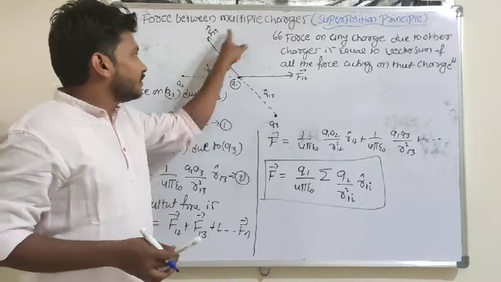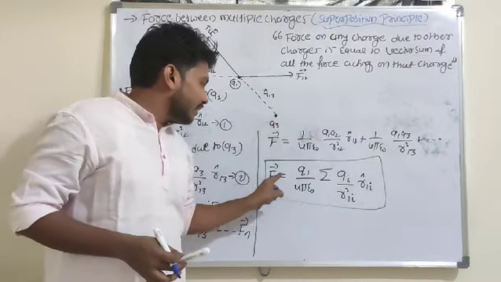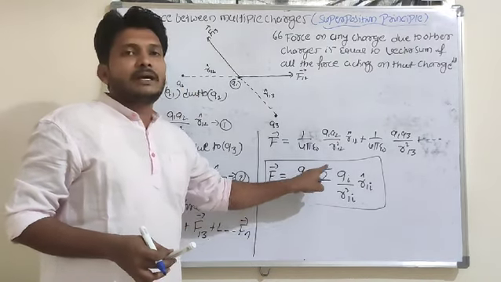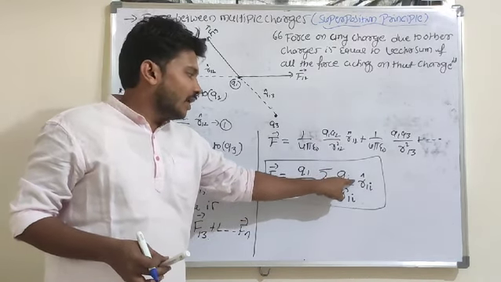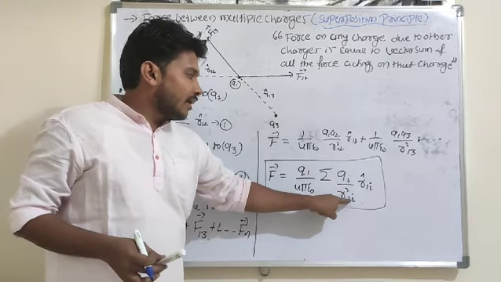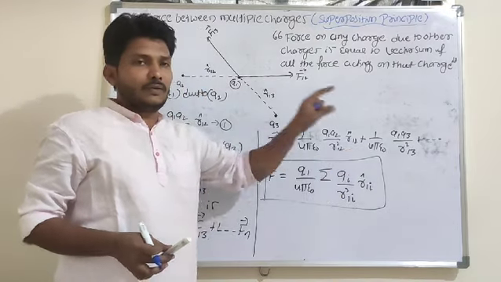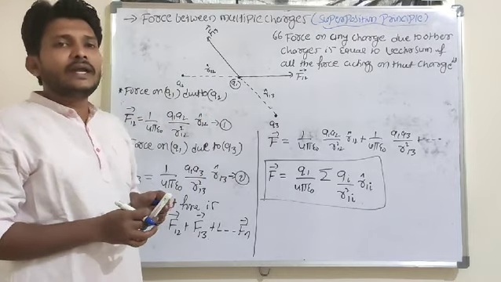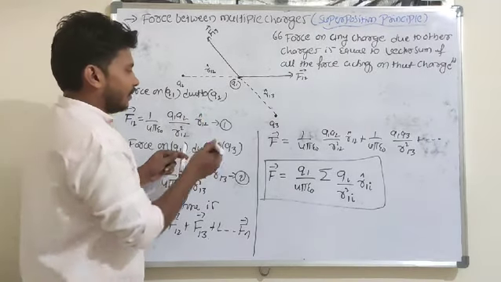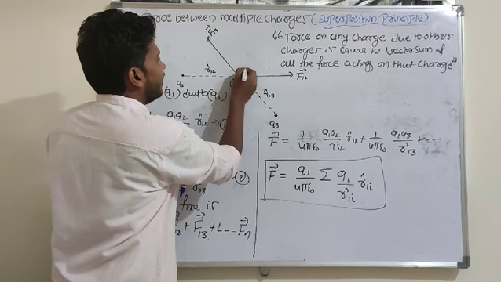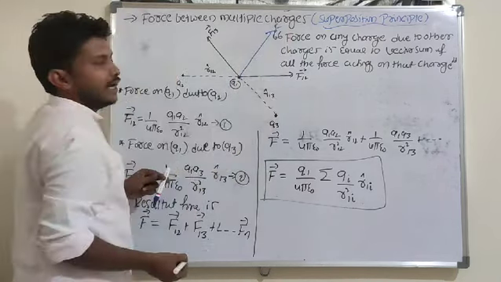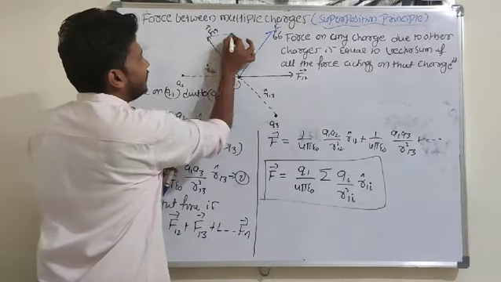So instead of 3 charges, if multiple charges are there, the resultant force F is equal to q1 by 4 pi epsilon naught, summation of q of i divided by r square of 1 to i, times r cap of 1 to i. So in that mathematical calculation, how do we get the resultant force here? For example, this will be the direction of the resultant force.